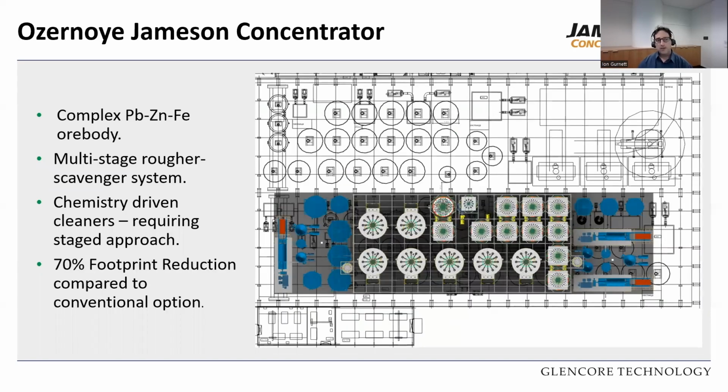The Azorne project is actually a complex lead zinc iron ore body. It has a multi-stage rougher scavenger system and is driven by a very strong chemistry-driven cleaning approach. What we did in this case was reduce the footprint of the plant by about 70% compared to the conventional operation. The footprint I've got here on the right, the white grid marking, is what was done originally for Azorne, and the colored model is what we designed and put in for them. And that cell was able to achieve what the entire footprint of the larger one was meant to do.